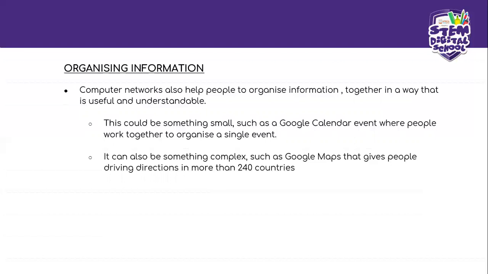So a network allows us to organize information. When we are connected through the same internet, we can organize information. We don't have to use one device for us to organize information. We do not have to be in the same area. I can be at home, you can be at school or wherever, but we can do the same thing on the network. So we can organize information together.